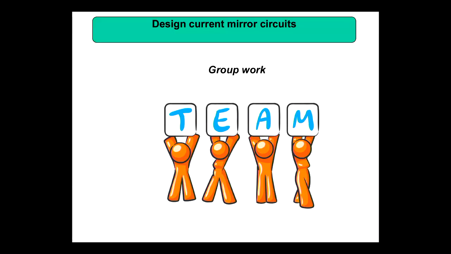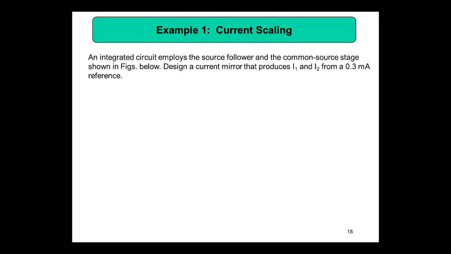So in the last lecture, we discussed current mirror circuits and how to create current mirror circuits. So now what we are going to look at is how to get the current mirror implemented in an amplifier.